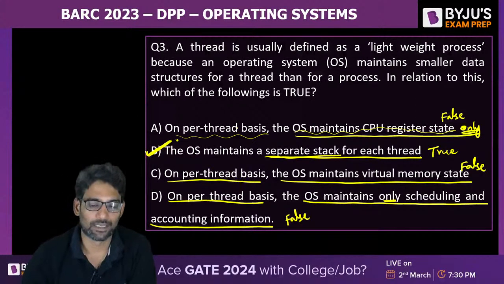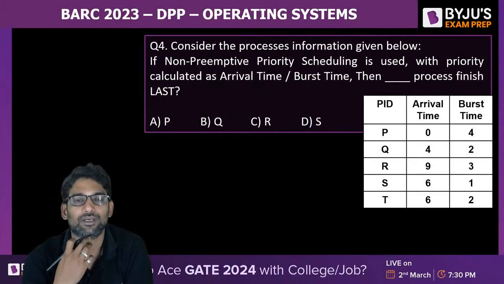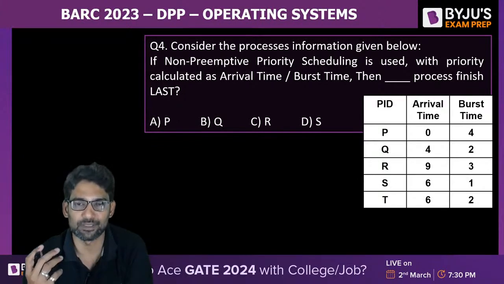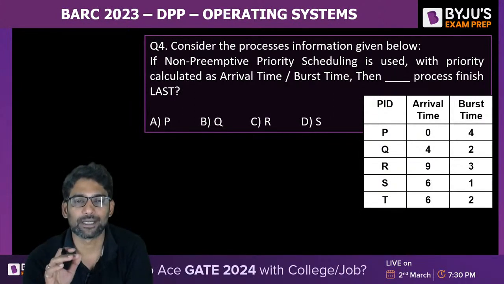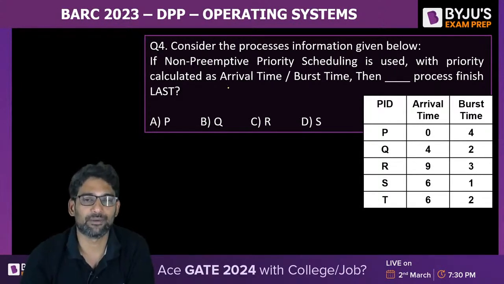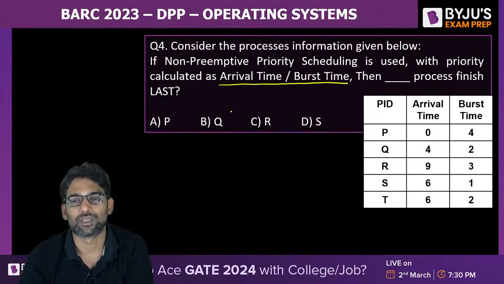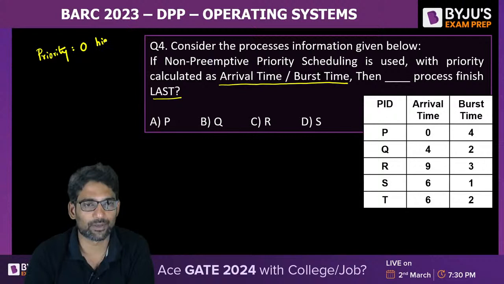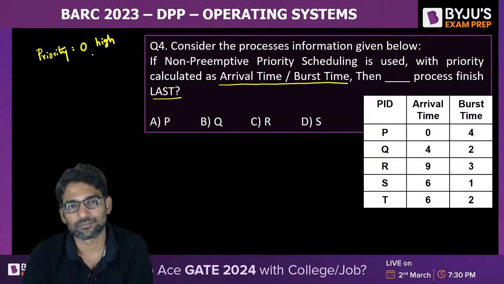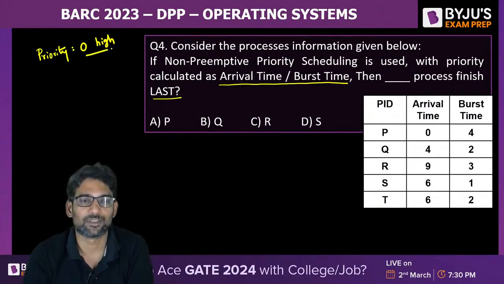Okay. Next question. Consider the processes information given below. If non-preemptive priority scheduling is used with priority calculated as arrival time divided by burst time, then which process finishes last? Zero means high priority.